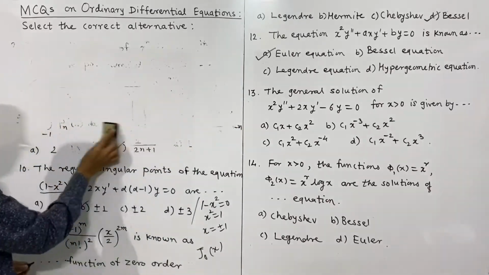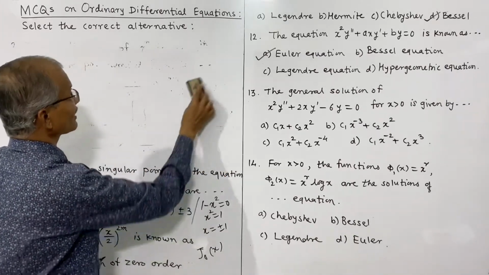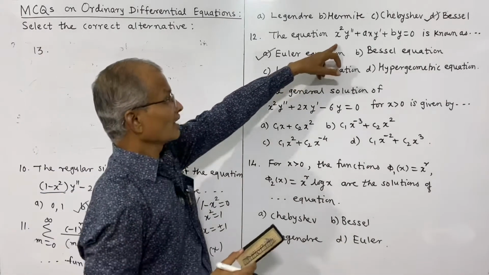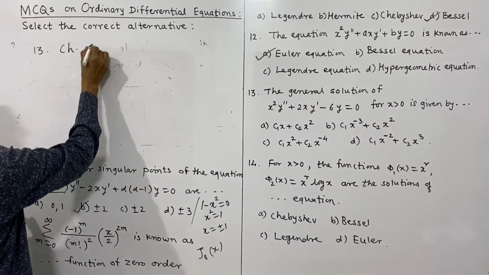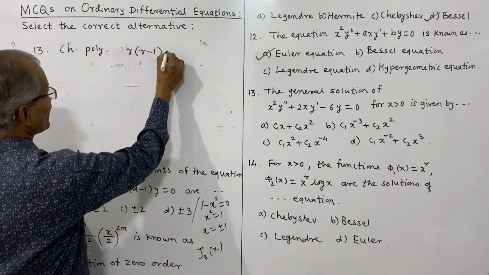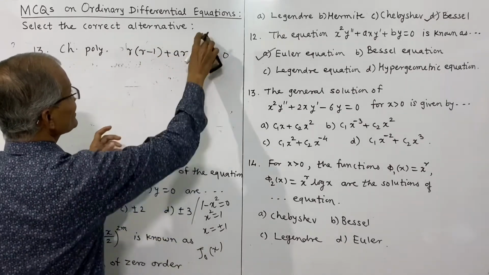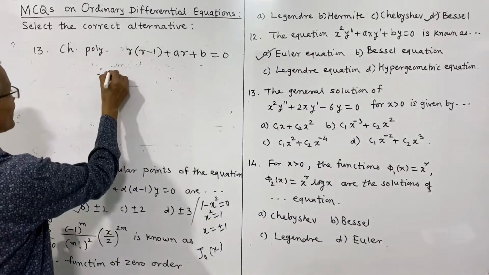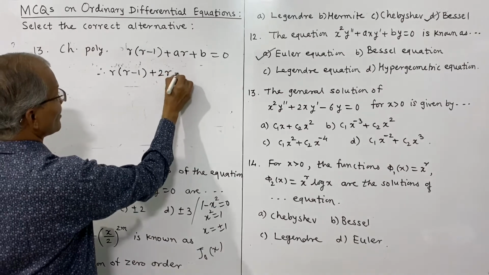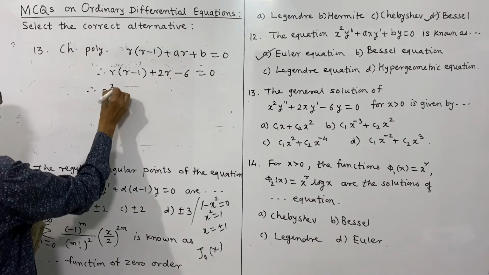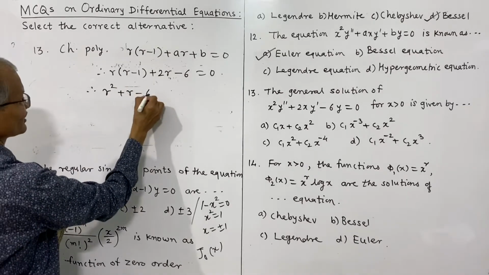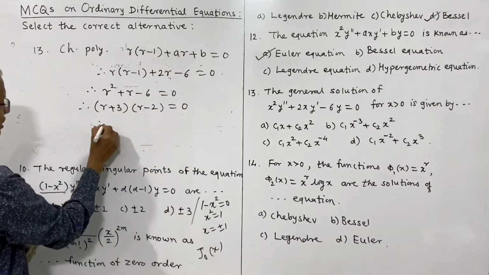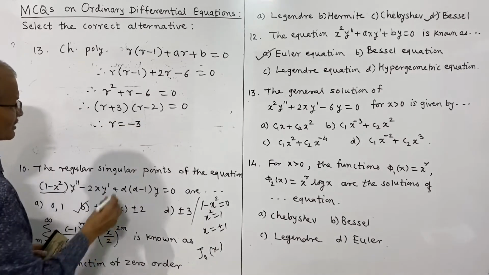And to solve Euler's equation of second order, we can write the characteristic polynomial. For this equation, the characteristic polynomial is given by r(r minus 1) plus ar plus b is equal to 0. Now what is the value of a? We can compare. A is here 2 and b is minus 6. So therefore that will be r into (r minus 1) plus 2r minus 6 is equal to 0, or that gives, after simplification, r square minus r plus 2r minus 6 is 0, or this can be factored as (r plus 3)(r minus 2) is equal to 0, or that gives the value of r as minus 3 and plus 2.